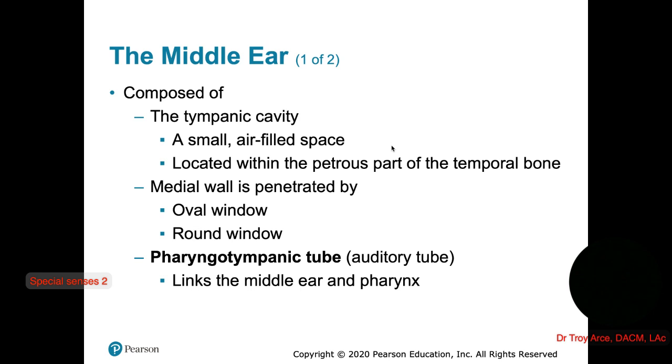So again, the middle ear is composed of the tympanic cavity, a small air-filled space located within the petrous part of the temporal bone, and the medial wall is penetrated by an oval window and a round window. You have your pharyngotympanic tube, which is your auditory tube that links the middle ear and the pharynx. So there's a connection in there. There's some communication back and forth through there.